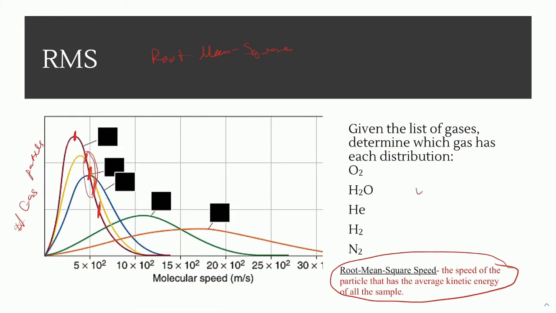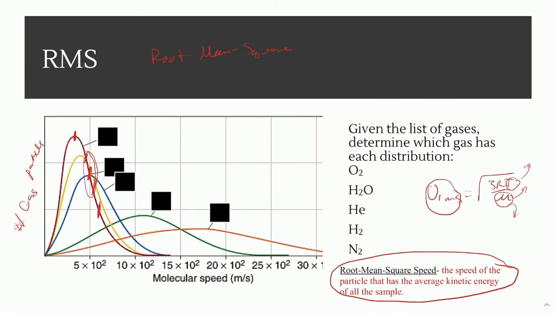Mathematically, we write it like this. It's going to be the URMS, so that's just RMS speed, is equal to the square root of 3RT over M. Okay, so 3R is just the constants, the R constant, and then T is temperature in Kelvin, and M is molar mass in kilograms per mole.